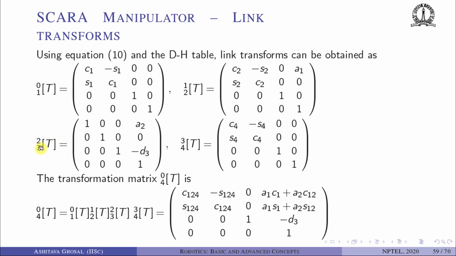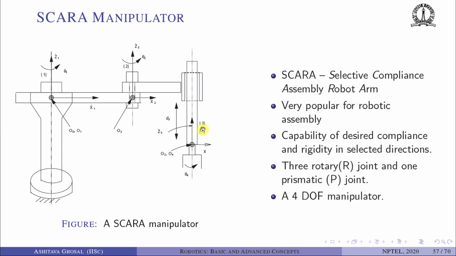So you can see 2 and 3 coordinate systems are parallel to each other. Likewise, theta 4. So are 2 and 3 parallel to each other? Yes. So this is 2 and 3. They are parallel to each other. There is no rotation happening at this third joint. The third joint is a prismatic joint.